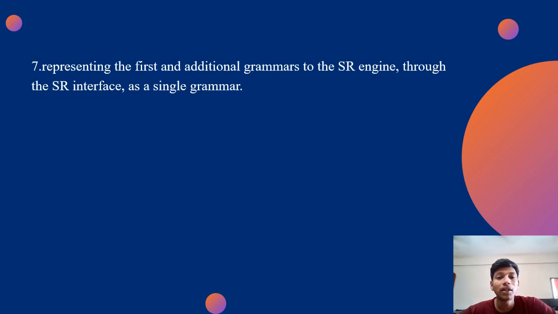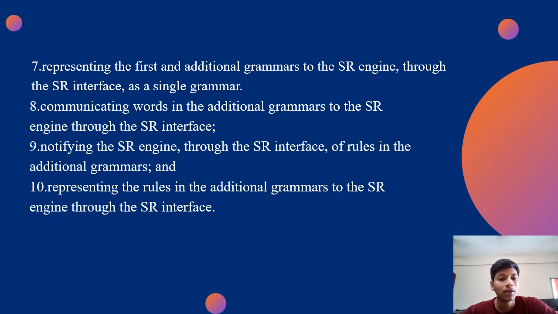Seventh one, representing the first and additional grammars to the SR engine through the SR interface as a single grammar. Eighth one, communicating the words in the additional grammars to the SR engine through the SR interface. Ninth, notifying the SR engine through the SR interface of the rules in the additional grammars. And finally, the tenth one, representing the rules in the additional grammars to the SR engine through the SR interface.